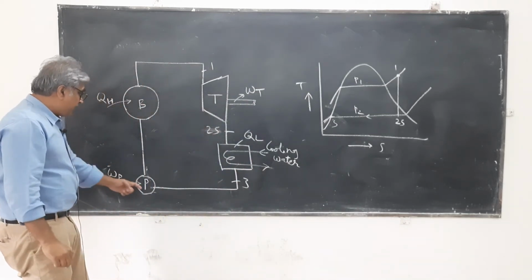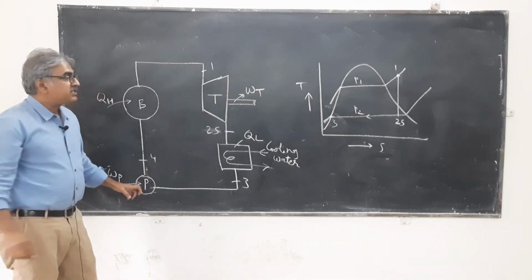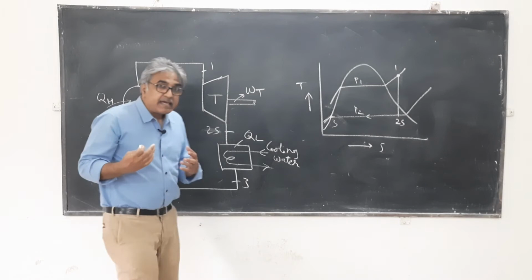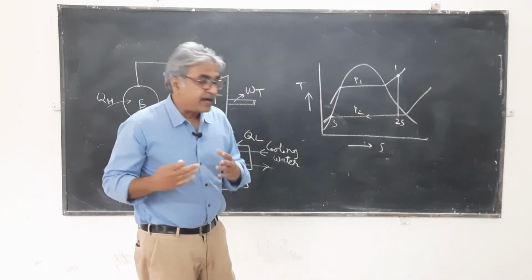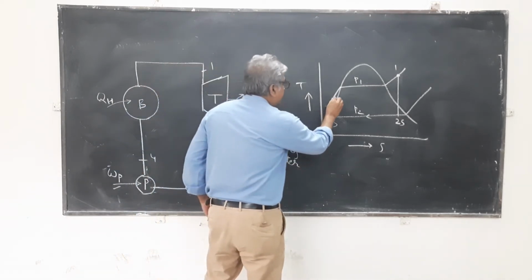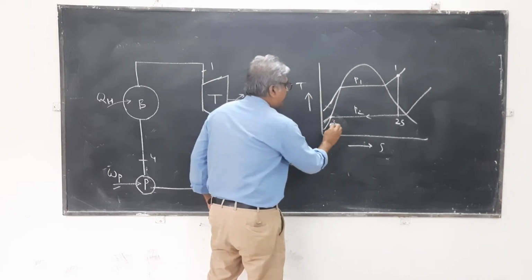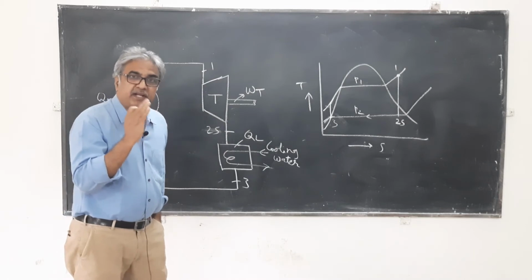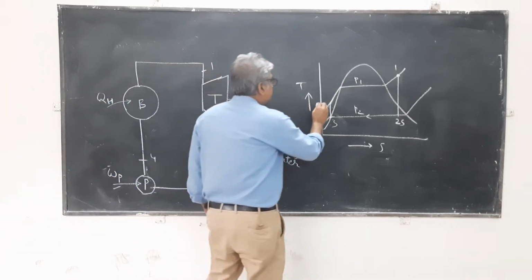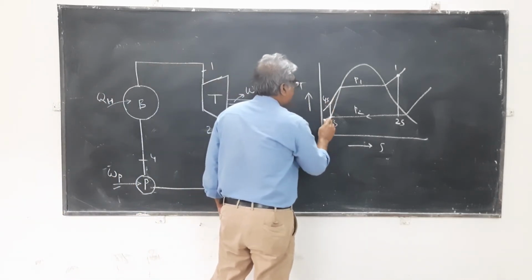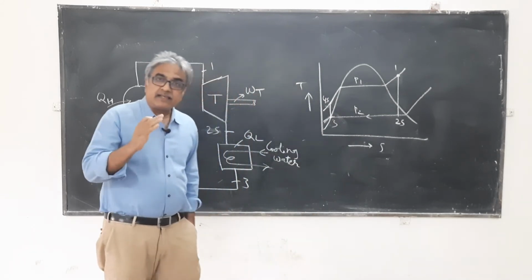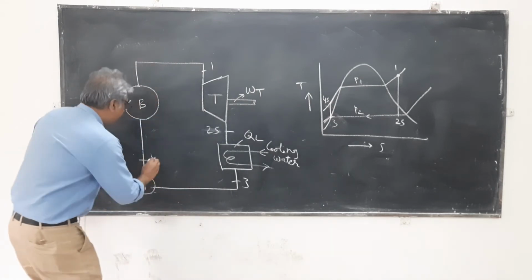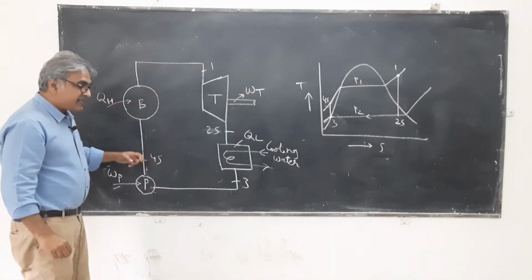From 3 to 4 there is pumping, and pumping, we are saying, is reversible and adiabatic. So, this saturated liquid is pumped, again a vertical line because it is reversible adiabatic, so it is isentropic. I will mark this as 4S, just to indicate that this is a constant entropy process.